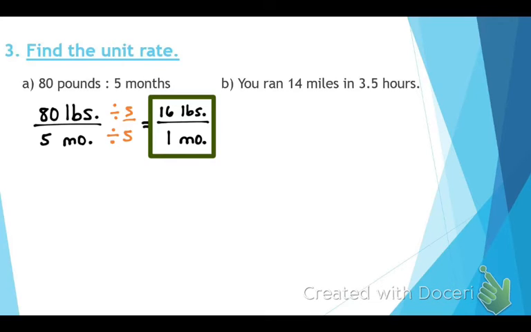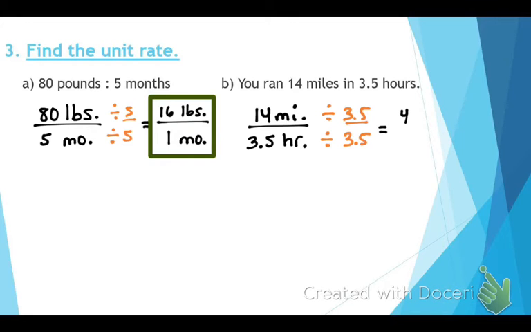Let's go on to the next one, problem B. You ran 14 miles in 3.5 hours. The unit rate is saying, I don't want to know how much you ran in 3.5 hours. I want to know how much you ran in 1 hour. I'd like you guys to try problem B on your own. Lexi, how do I get this answer? Divide by 3.5 on top and bottom. Very good. And when you did it, Lexi, what did you get? I got 4. For what? Remember, you got to have units attached. For the bottom one, I got 1 hour. For the top one, I got 4 miles. Okay, so 4 miles in 1 hour.